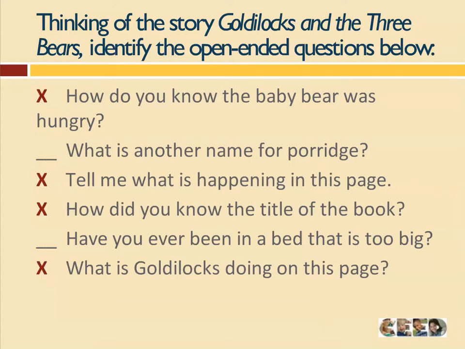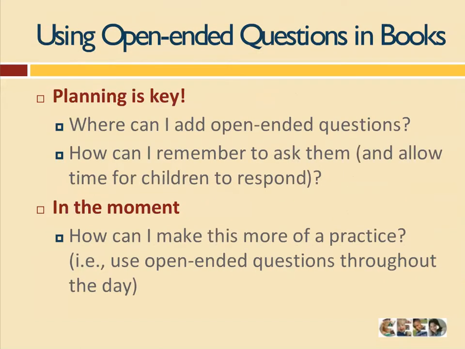First sentence was an open-ended question. The third, even though it wasn't technically a question, it was a statement that encouraged the children to use more than one word. The fourth, how did you know the title of the book? Asking the children to put language together to answer. And then the last one could be as well, asking the children to describe what exactly Goldilocks is doing on the page.